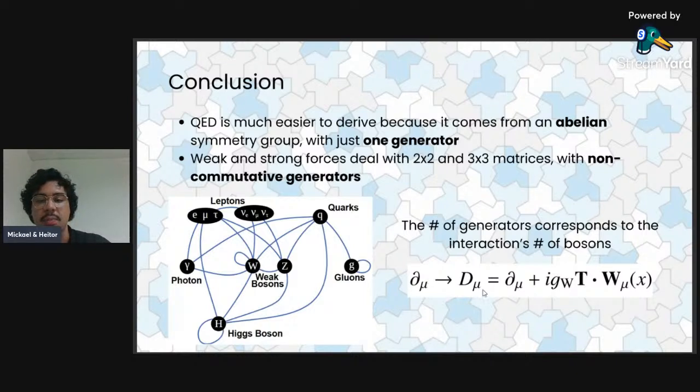And here is just an example of the weak force transformation. Here we have T, the generators of the weak force, that multiply the boson. Here we're going to have the W plus, W minus and Z bosons. And just to illustrate how much more complex it becomes, the generators of the SU2 group are 2x2 matrices, and it becomes a more complex algebra to deal with.